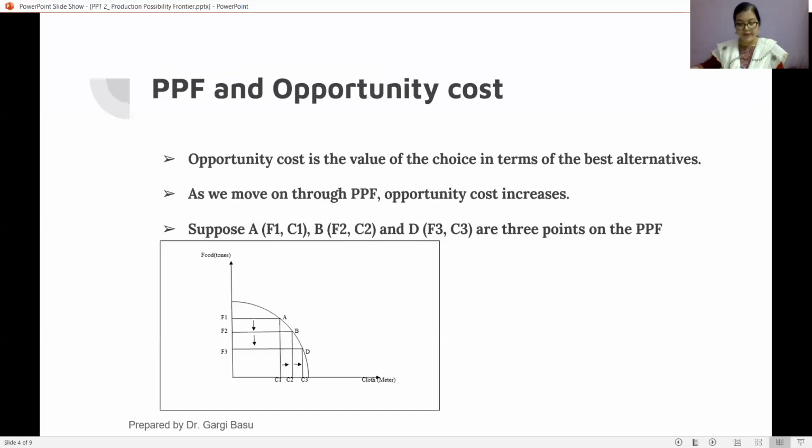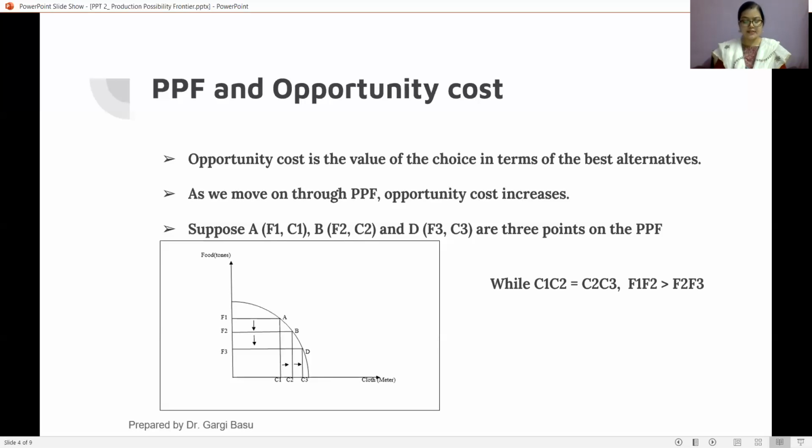Opportunity cost is the value of the choice in terms of the best alternative while making a decision. Thus, the PPC or PPF shows that each increase in the output of one good involves a sacrifice or decrease in the production of another good, given the full employment situation.